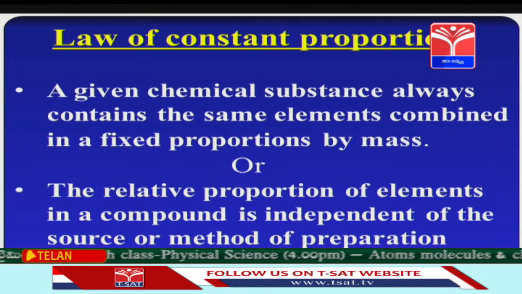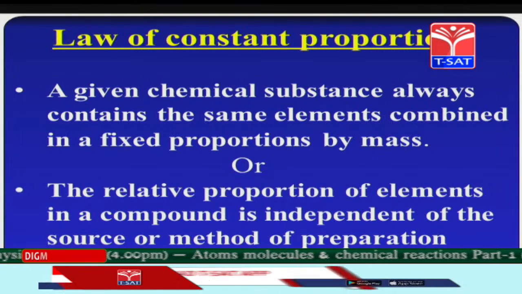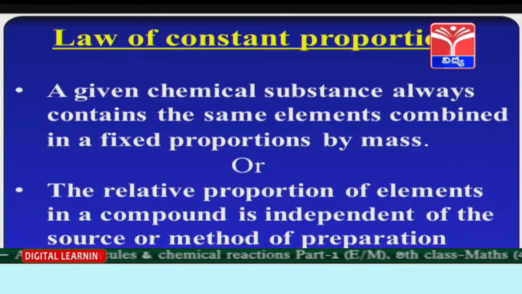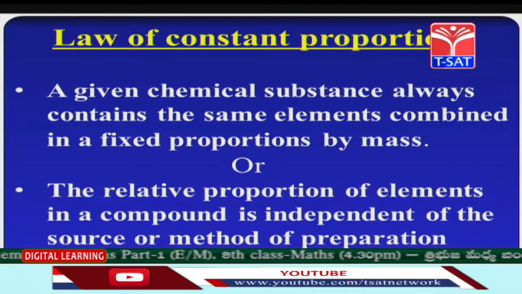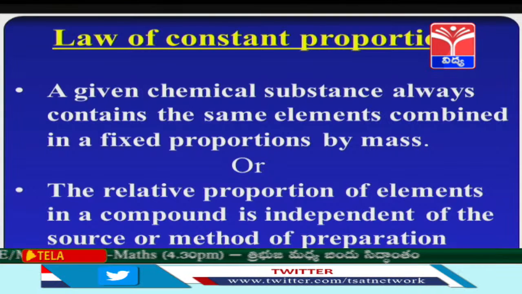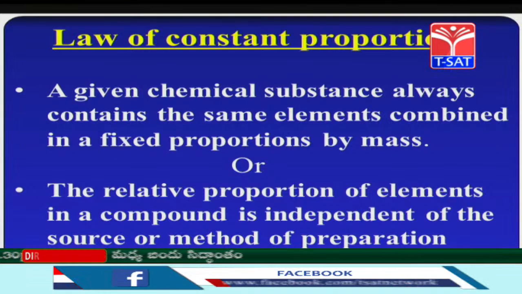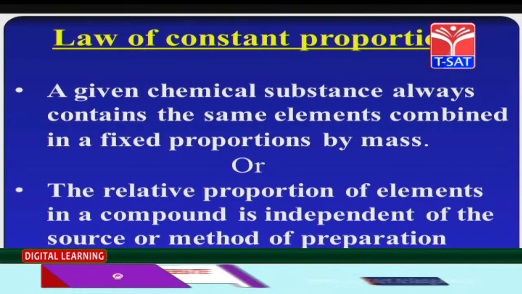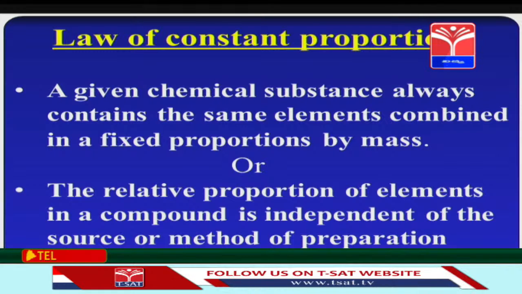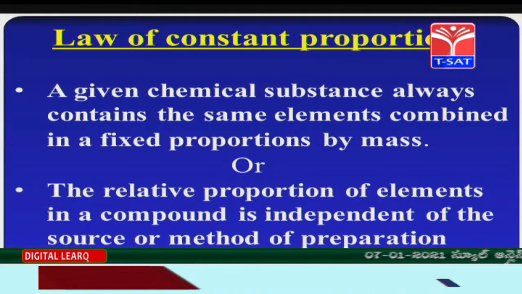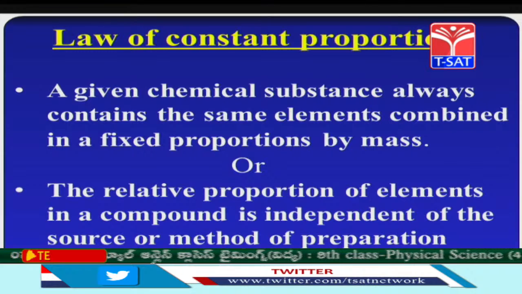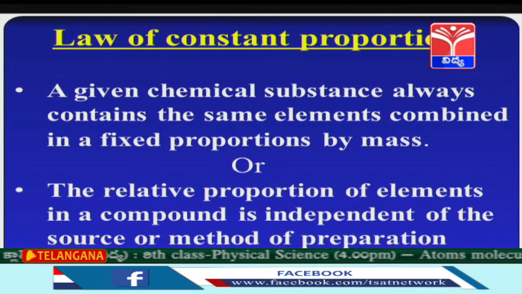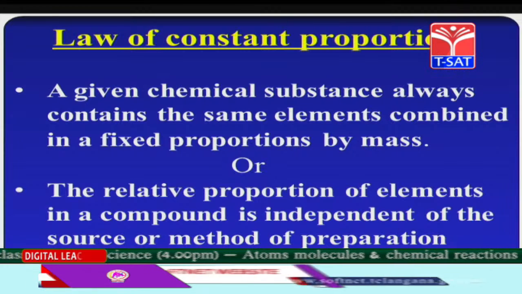That means in a given chemical substance, the same elements combine in fixed proportions by mass. The relative proportion of elements in a compound is independent of the source or the method of preparation. In the earlier experiment we took a naturally prepared sample and a synthetically prepared sample, and we found that the same copper combined with a fixed amount of carbon and a fixed amount of oxygen in a fixed ratio.